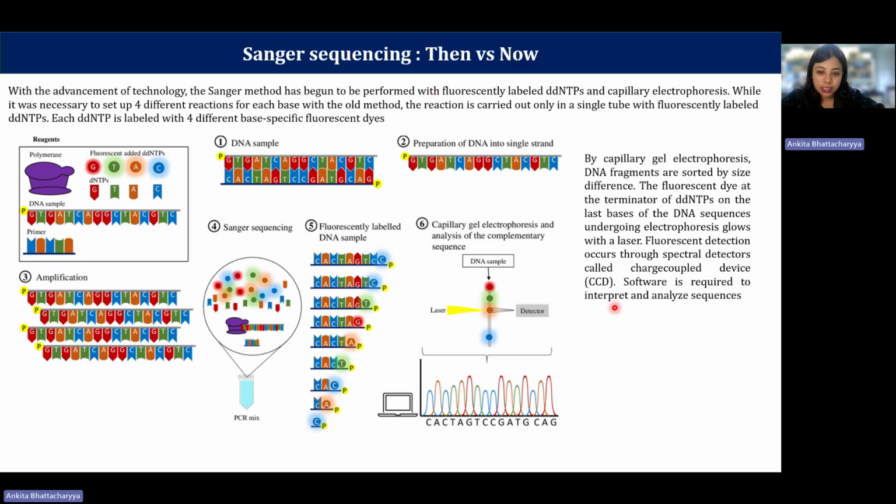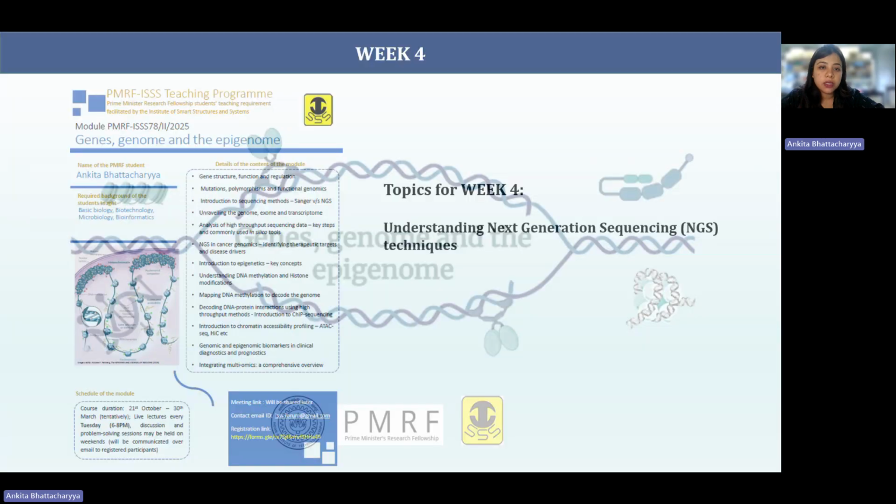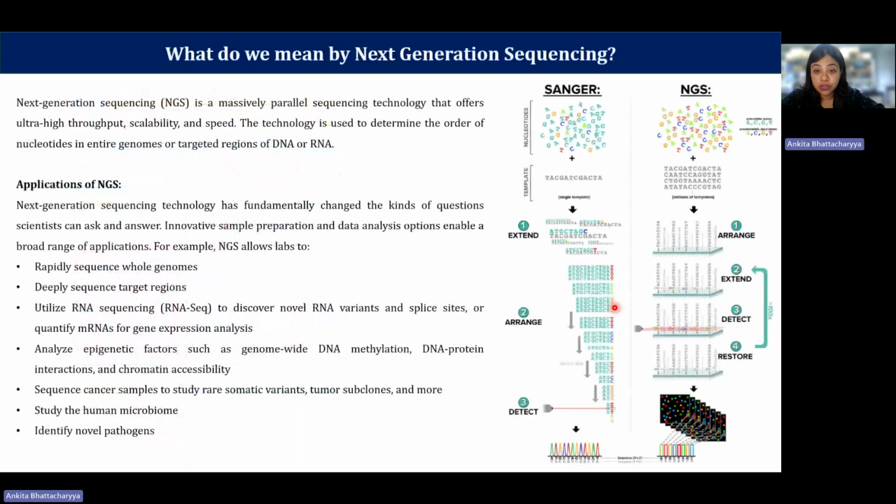So that is what we see here. Then we introduced next generation sequencing, NGS, a massively parallel sequencing procedure that focuses on ultra high throughput, on scalability of your technique and how fast you can go about it. So it's basically used to determine the order of nucleotides in entire genomes or targeted regions of DNA or RNA.